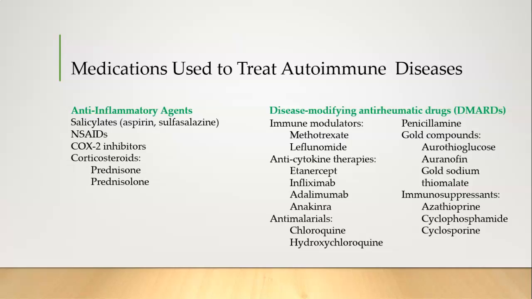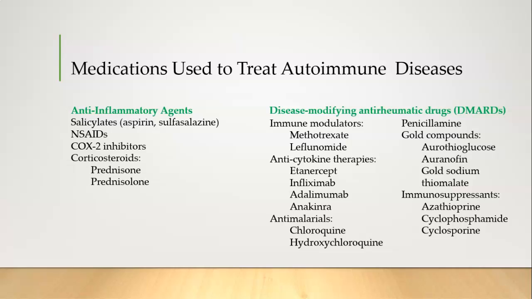So medications used to treat autoimmune diseases are anti-inflammatory agents and disease-modifying anti-rheumatic drugs, or DMARDs. There are NSAIDs and DMARDs. In the anti-inflammatory agents, we have salicylates such as aspirin, and then NSAIDs, COX-2 inhibitors, corticosteroids, prednisone, and prednisolone. And in the disease-modifying anti-rheumatic drugs, there are immune modulators, anti-cytokine therapies, anti-malarials, immune suppressants, and then penicillamine and gold compounds, so different categories.